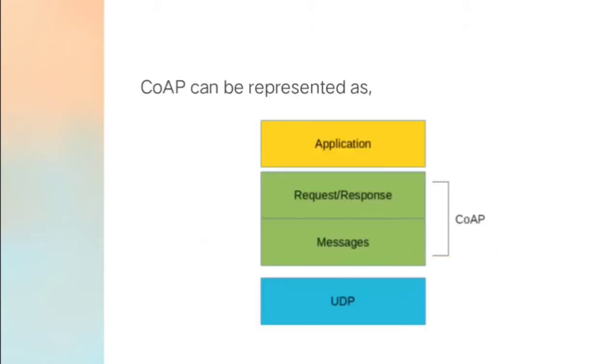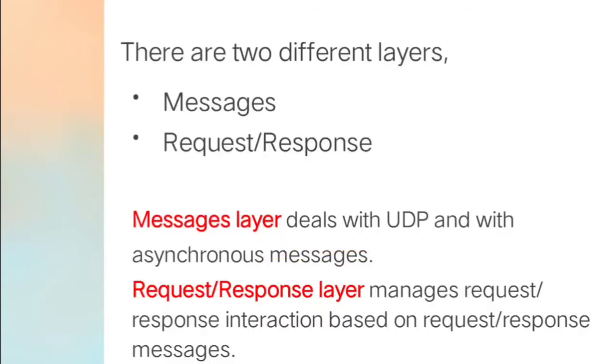CoAP can be represented as, see this diagram, application layer and user datagram protocol layer. In between, this CoAP protocol has two layers, request and response layer and messages layer. See the two different layers. In the message layer, it deals with UDP and with asynchronous messages. And in the request response layer, it manages request response interaction based on request response messages.